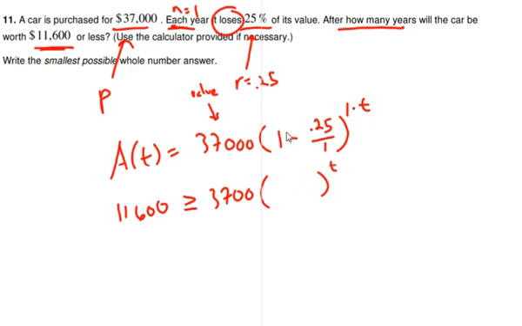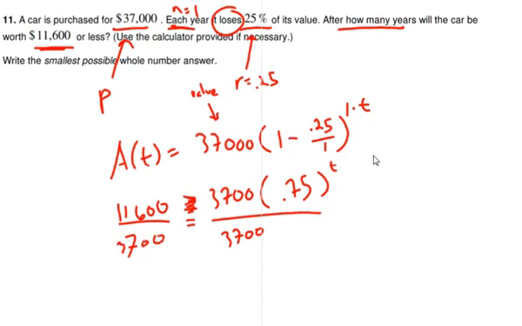And what did I do wrong here? 1 minus, yeah, because it's decay. Thought I was going to mess that up. Okay, so 1 minus 0.25. So 1 minus 0.25 is 0.75, so 0.75 to the t. And we want to figure out that t value where this is going to be the case. So divide both sides by 37,000.